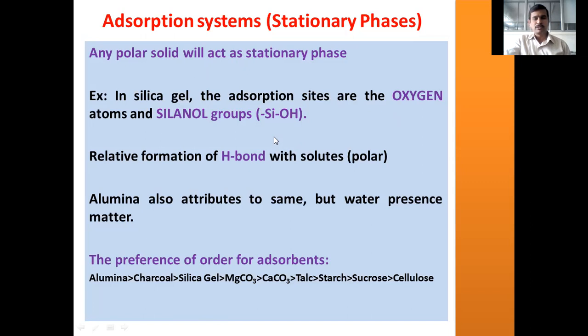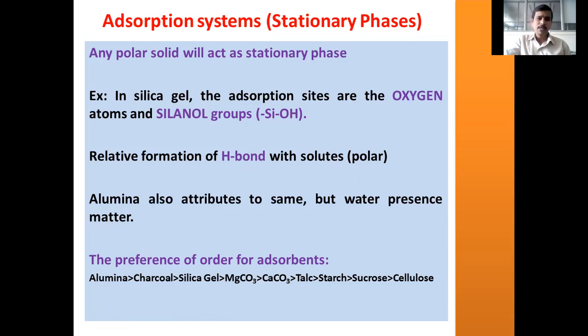If you take silica gel, it is nothing but SiO, and at the terminals OH groups will be present, and oxygens will be present in silica gel. SiOH groups are known as silanol groups. These silanol groups will become responsible for initiating the hydrogen bonding with the solutes. Therefore, this silica or alumina will become more suitable stationary phases for the retention of more polar solutes.